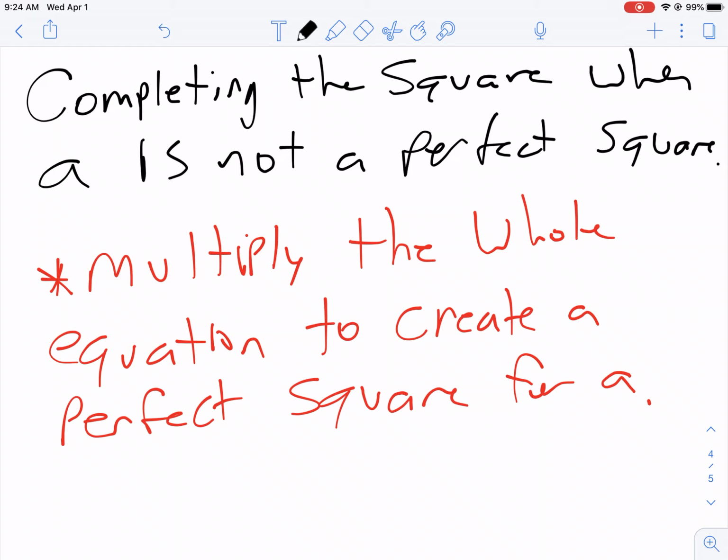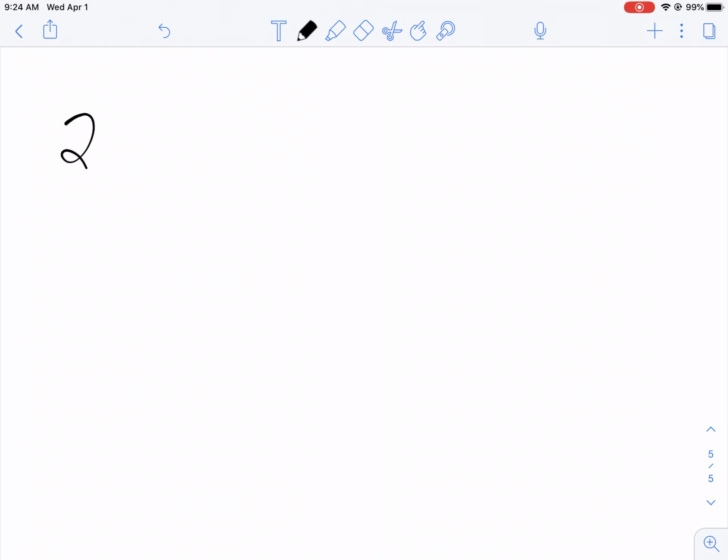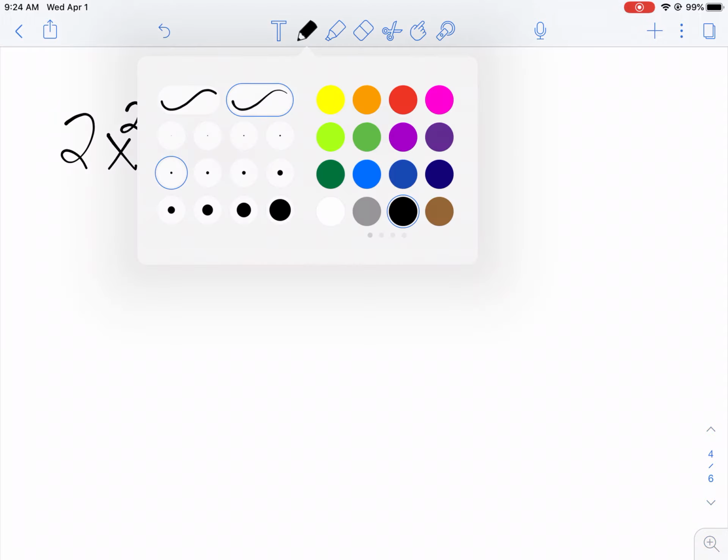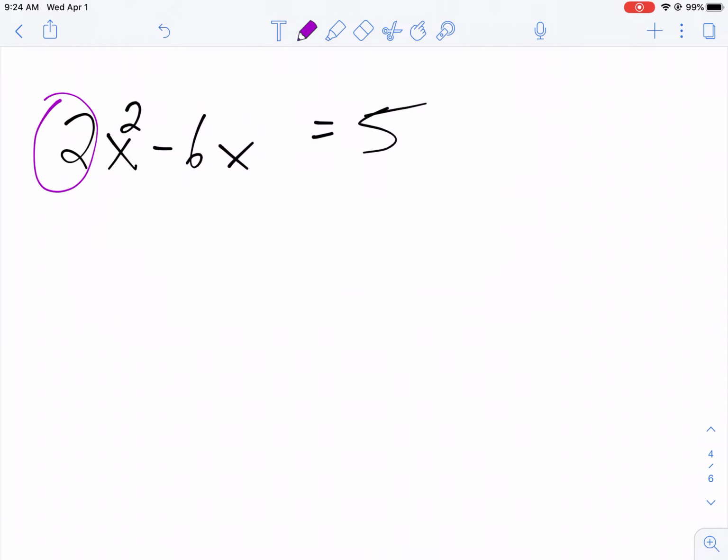All right, so now we have to learn about completing the square when a is not a perfect square. So when a is not a perfect square, all you're going to have to do is multiply the whole equation to create a perfect square for a. For example, you have 2x squared minus 6x equals 5. Now notice that a right here is not a perfect square.